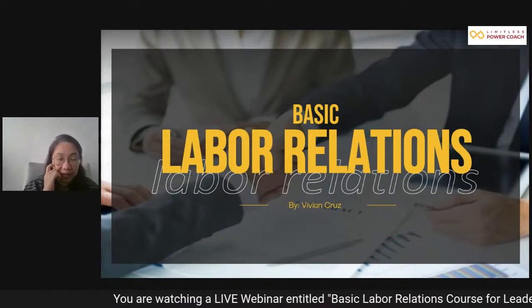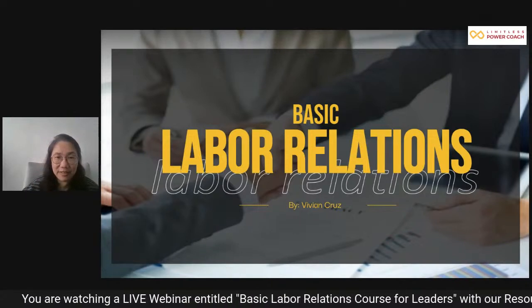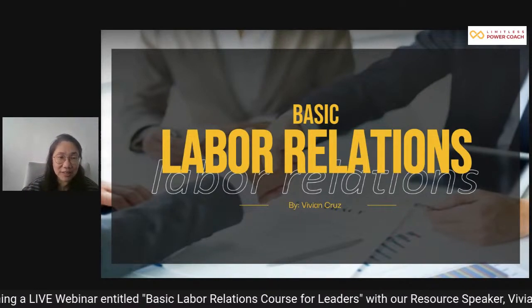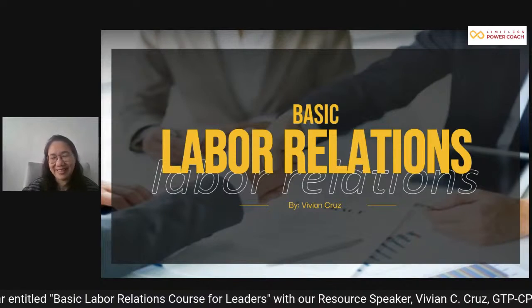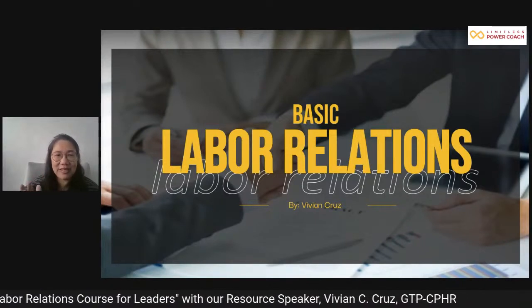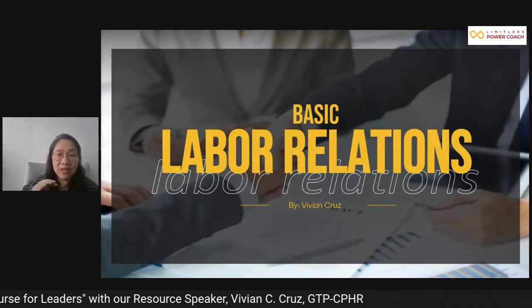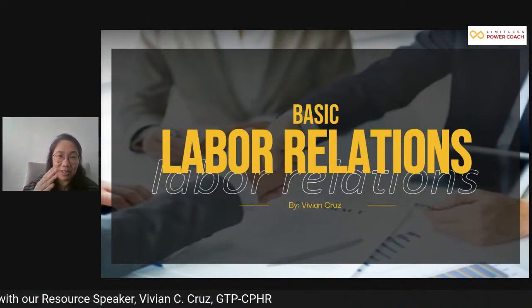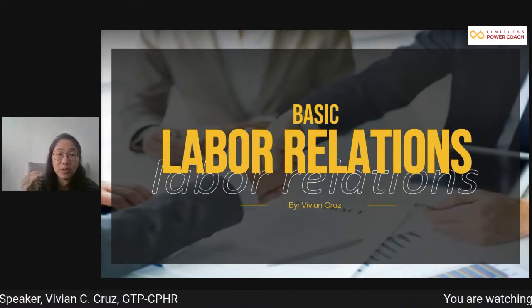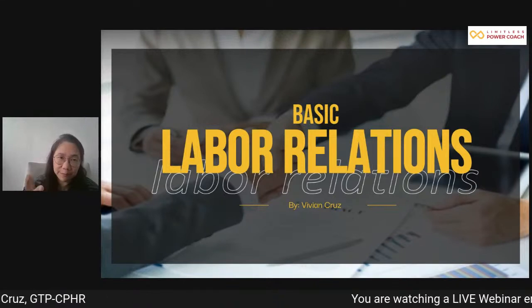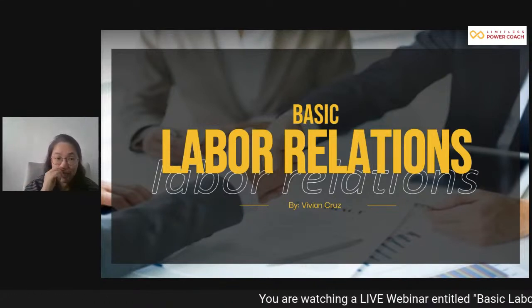Okay. So by the way, in our concept, there is no such thing as diminution of benefits. Yan. So kaya yun yung sinasabi ko lagi na we have to be mindful. So you can change the benefit provided that you will be replacing it with a new one of the same value or of superior value to the employees.